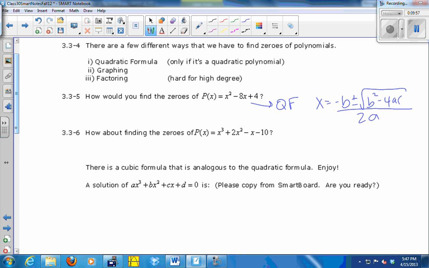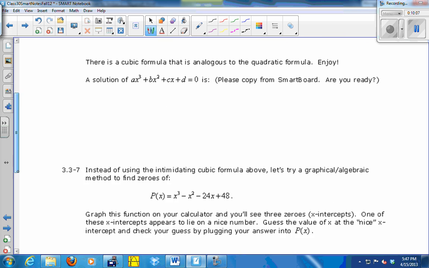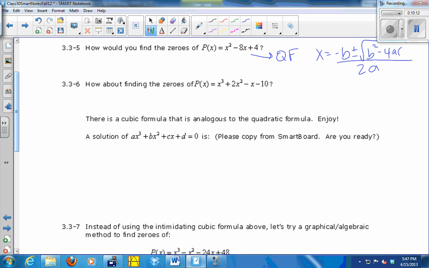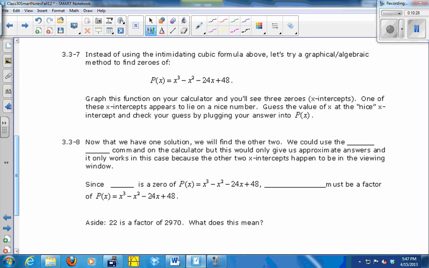So it turns out that there's a comparable formula for cubics. If you want to set a third degree polynomial equal to 0 and solve, there is a formula. I don't have it, but you have it in your papers, right? So this big monstrous thing, you were not going to use it, but just so you know, it exists. Instead of using that intimidating formula for a cubic, we're going to try a graphical and algebraic approach. We're going to do both.